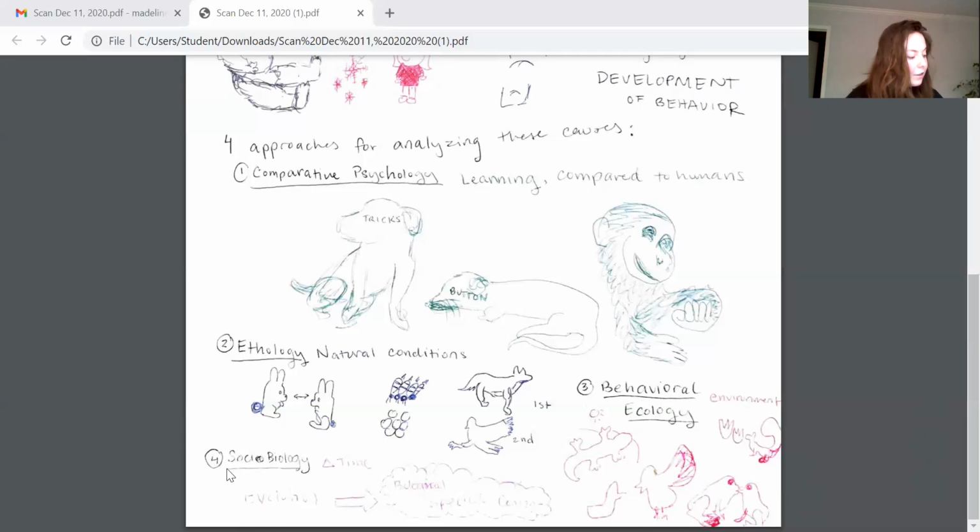And then the fourth one is sociobiology. This is the evolution of social behavior over time, how animals interact. And Darwin focused on this for his theory of evolution, and you can understand it when you think about the finch beaks in the Galapagos and his work with that.